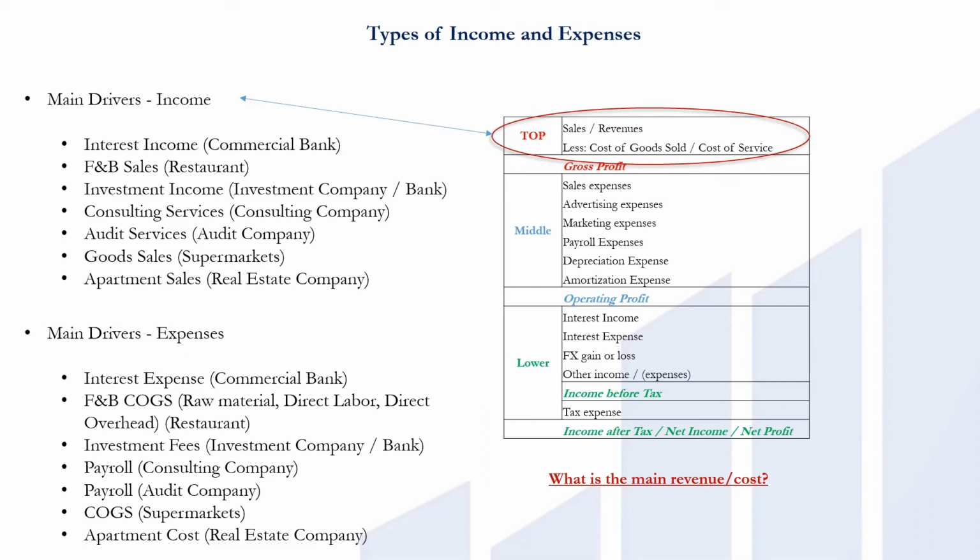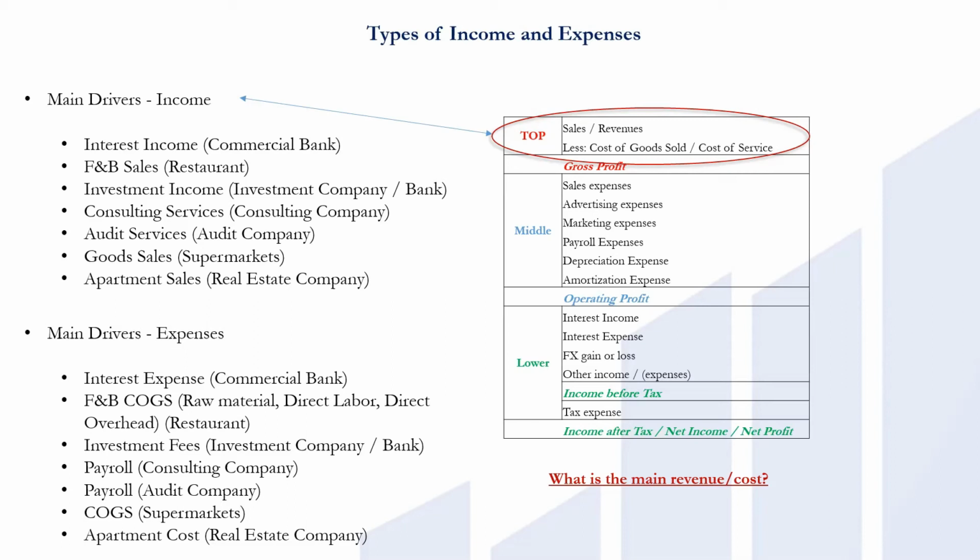So examples of top line: interest income for a commercial bank, food and beverage sales for a restaurant, investment income for an investment company, consulting service for a consulting company, apartment sales for a real estate company. As for expenses, because interest income is the main driver of income, interest expense is the main driver of expenses. Same goes for F&B, cost of goods sold, and this is important.